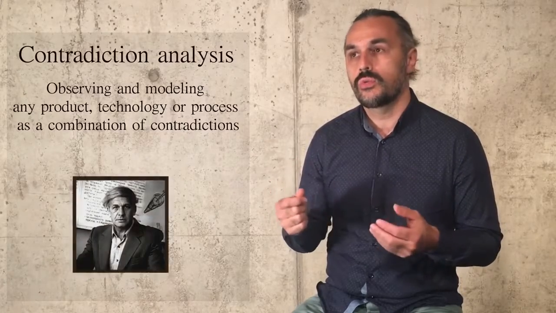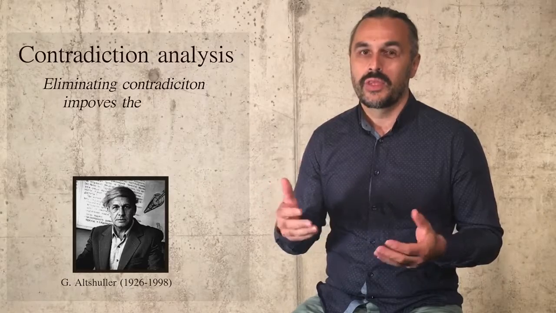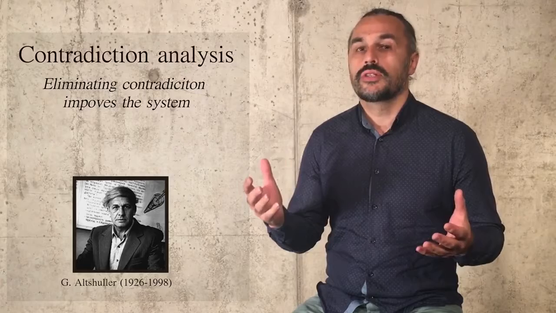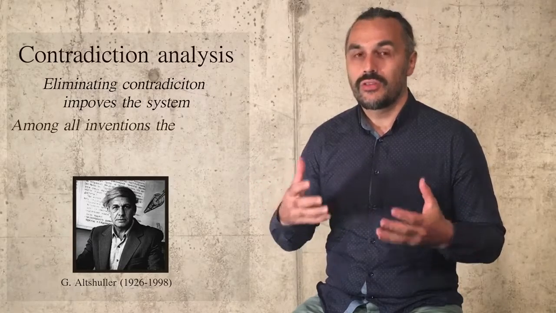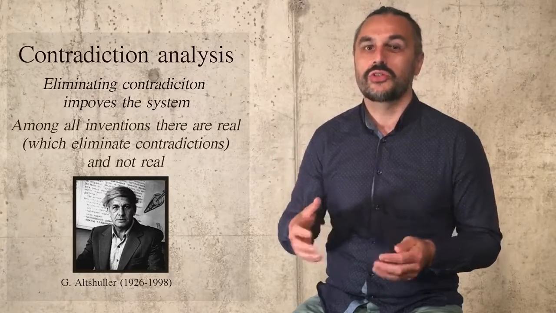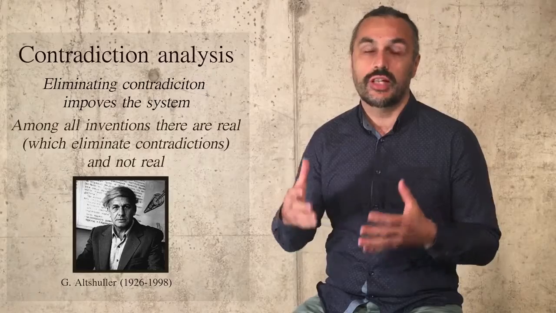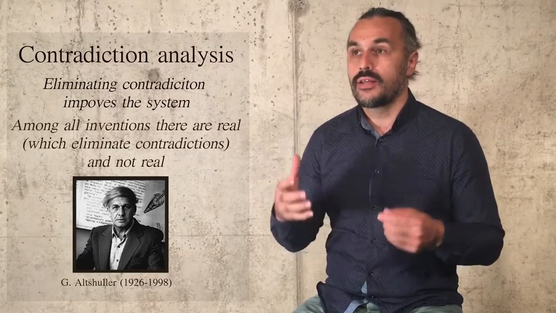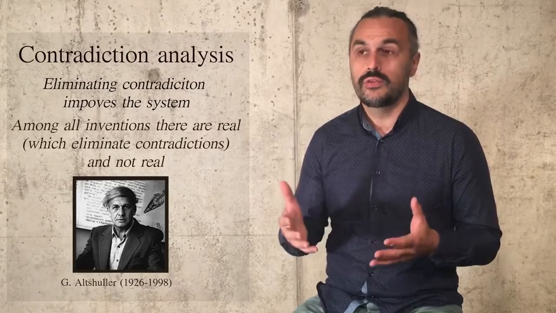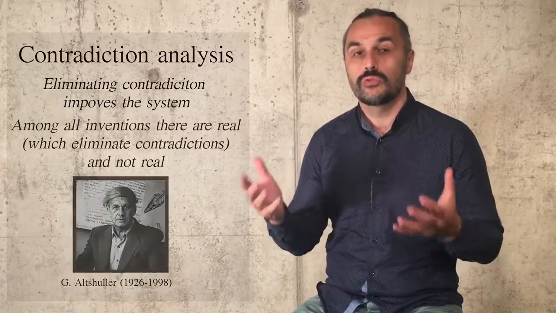The message of Altschuler was that by eliminating contradictions, you are improving the system. Another very nice observation of Altschuler was that among all inventions, there are inventions that eliminate contradictions, and they should be called real inventions, and all other inventions. So contradiction analysis, finding and eliminating contradictions, is the key for classical TRIZ. We believe that by eliminating contradictions, we are improving the system and we find a kind of out-of-the-box solution, or find an invention.